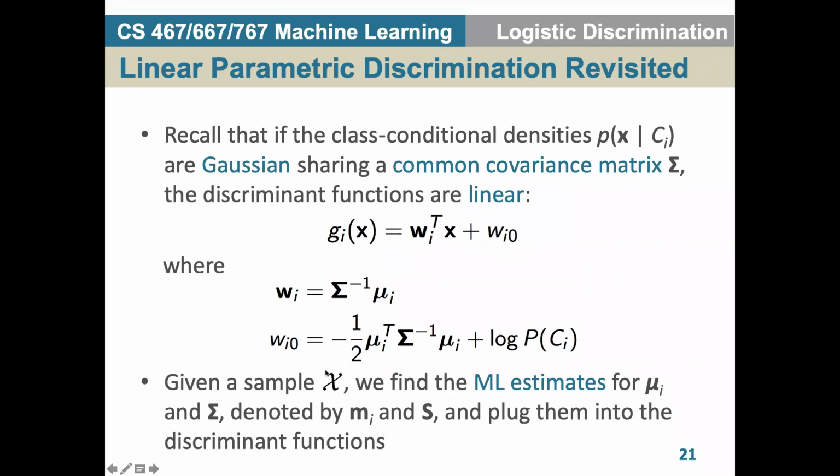Given a data set, what we will do is find the sample mean and the sample variance, and then plug them in here. Then we will get the linear plane that we want. This is what we saw last time.